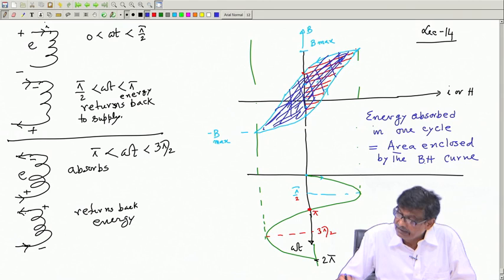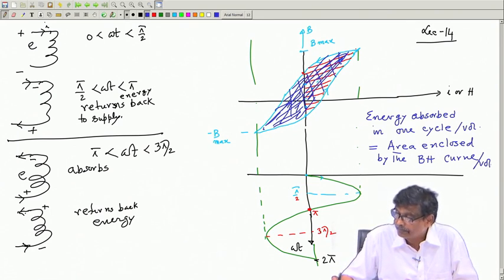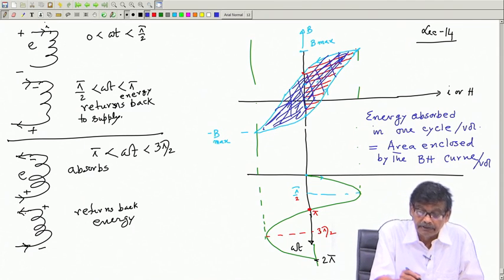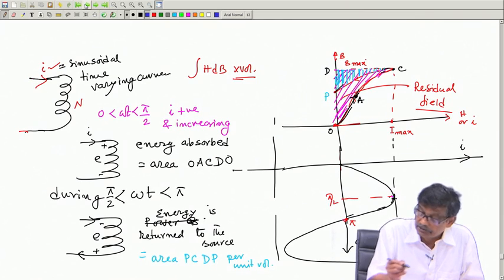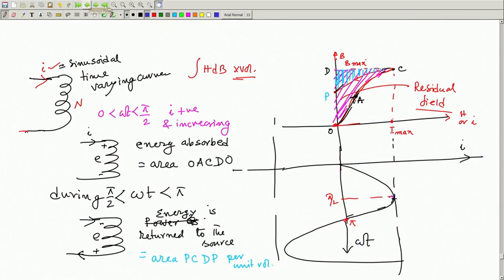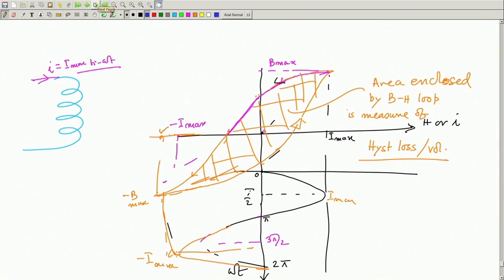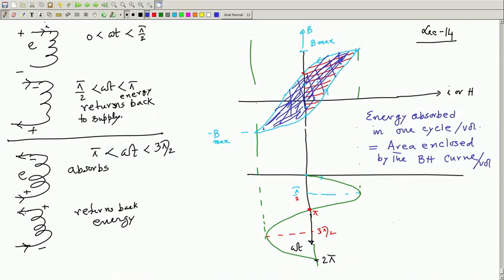Mind you, this is per unit volume. Energy absorbed in one cycle per unit volume of the magnetic material is the area enclosed by the BH curve per unit volume. This we have established earlier. It is per unit volume, one should not forget that. So, per unit volume the energy absorbed will be this one.